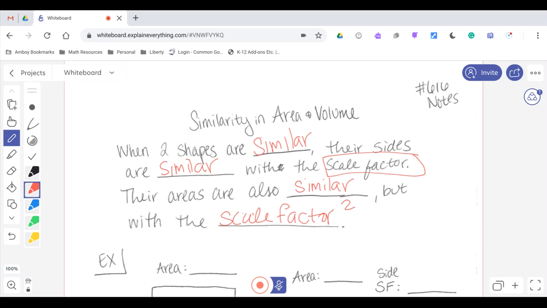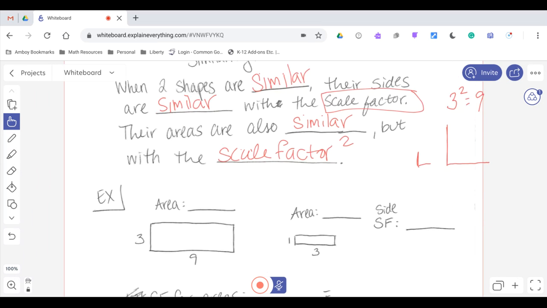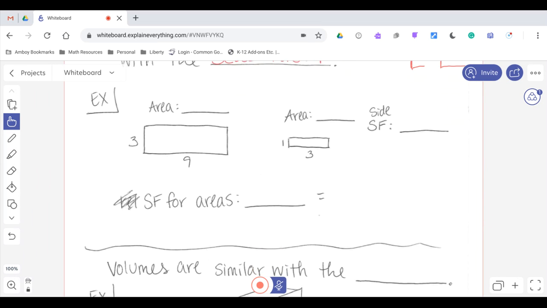Okay. So remember, we talked about that yesterday, how going from one side to another is one dimension. But then if we add in area, we're moving into two dimensions. So all of a sudden we have to use not just, let's say, a scale factor of 3, but a scale factor of 3 squared, which is 9 for area. Okay? So let's practice that idea again real quick here.